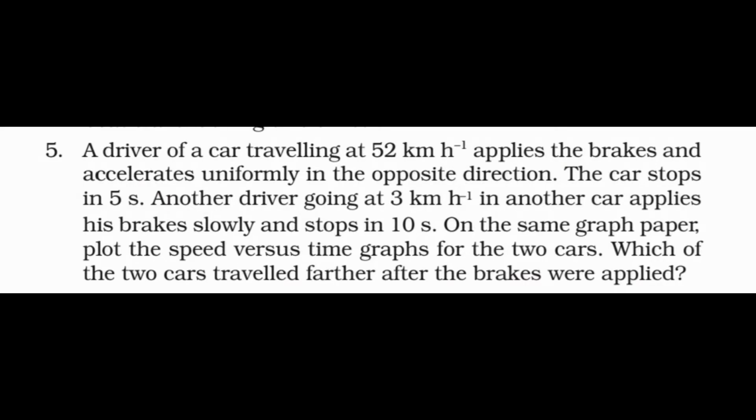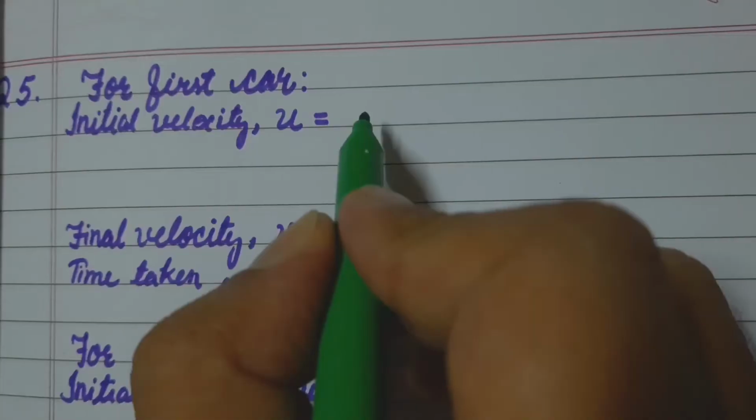A driver of a car traveling at 52 km per hour applies the brakes and accelerates uniformly in the opposite direction. The car stops in 5 seconds. Another driver going at 3 km per hour in another car applies his brakes slowly and stops in 10 seconds. On the same graph paper, plot the speed versus time graphs for the two cars. Which of the two cars traveled farther after the brakes were applied? Let us calculate and plot the graph.